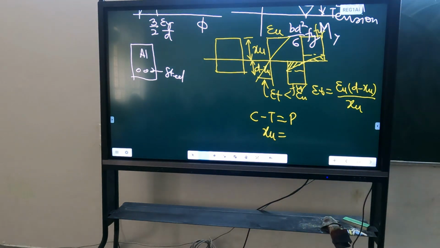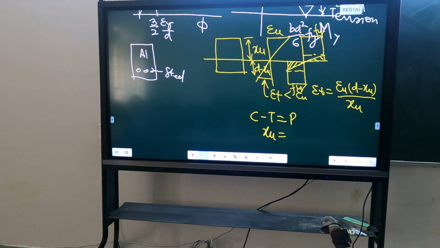This we have seen yesterday. So here we are assuming that epsilon T is more than epsilon y. Yes, I have assumed that it is more than that. You can check it later whether this assumption was correct or not. Because on what will it depend? It will depend upon the value of XU. So once you determine the value of XU based on this assumption, later on check the value of XU and the strain diagram, whether this assumption which I have assumed was okay or not.